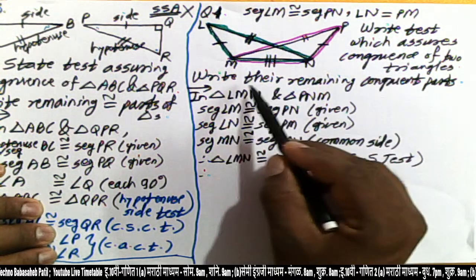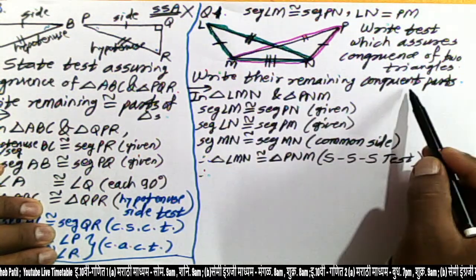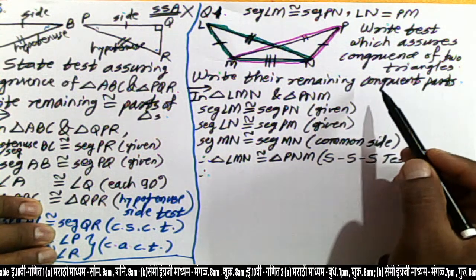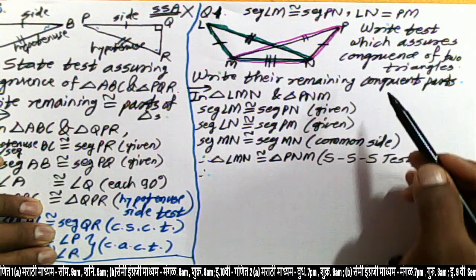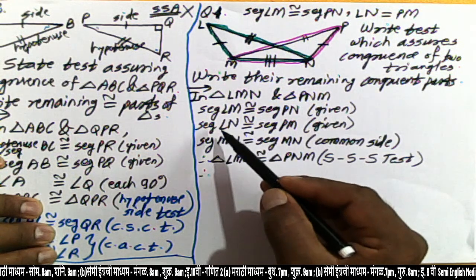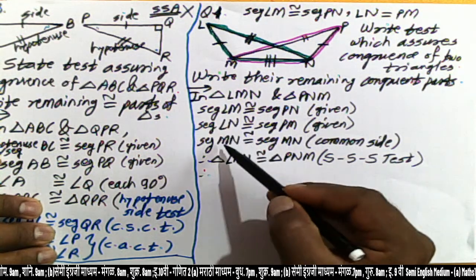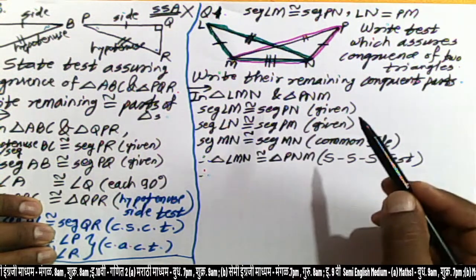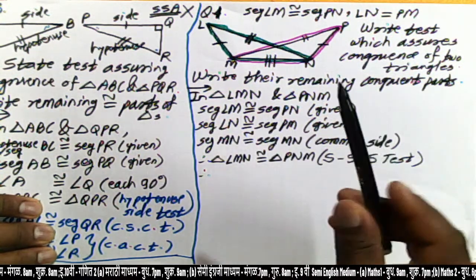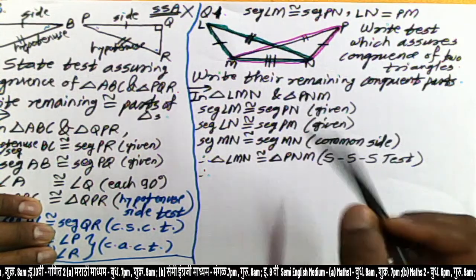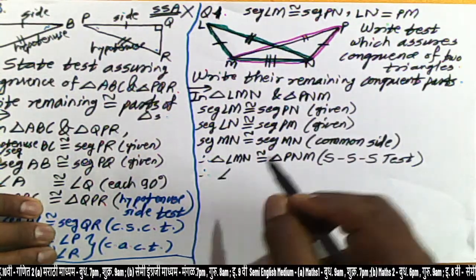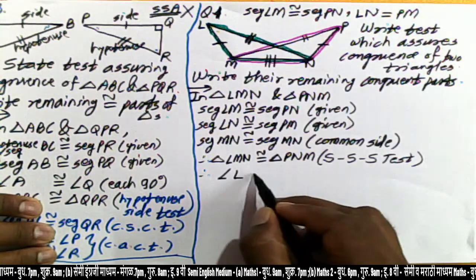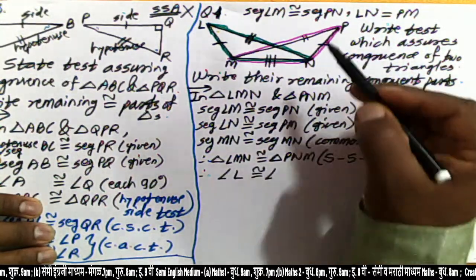Another question is, write their remaining congruent parts. Which are the remaining congruent parts? Three pairs of sides we already wrote here. Then the remaining parts are three pairs of angles. Angle L congruent angle P.